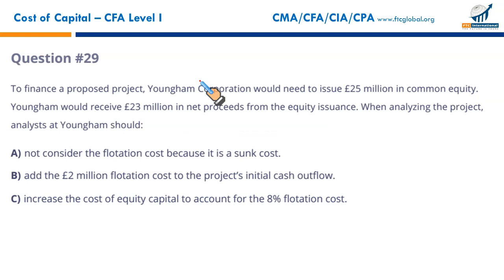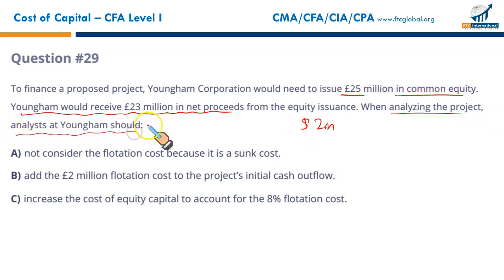Next, to finance a proposed project, Yongham Corporation would need to issue 25 million in equity. Yongham would receive 23 million in net proceeds. So what you will not receive is $2 million. And why have you received less? This is the flotation cost. When analyzing the project, the analyst at Yongham should do what?